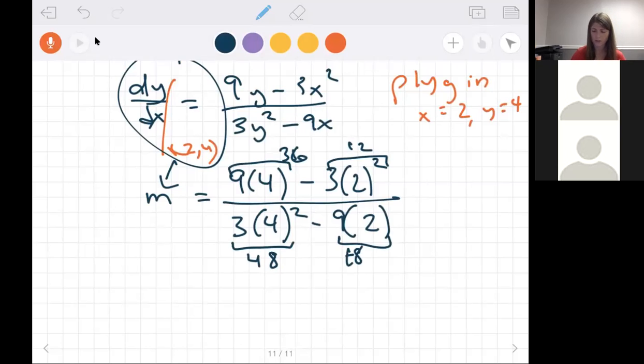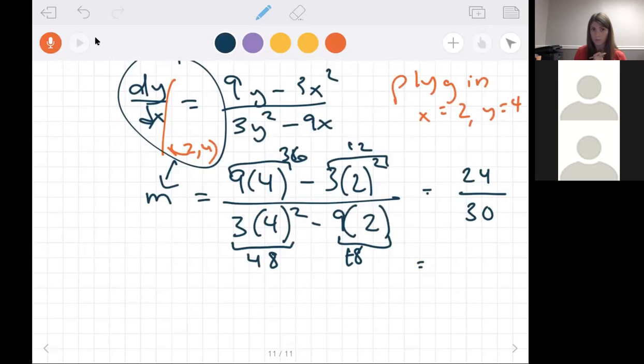Okay, so let's put it together. So let's see, if I do 36 minus 12, that gives me 24. I'm not making any careless errors here. And then below, when I go ahead and divide, or sorry, subtract, I get 30. Okay, so 24 to 30.